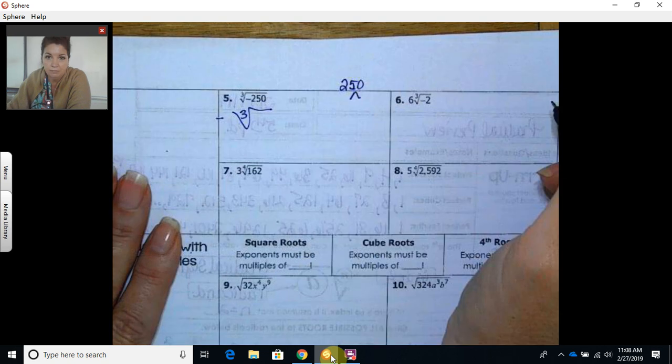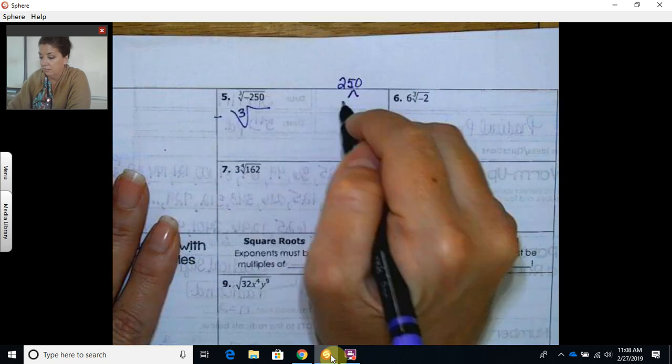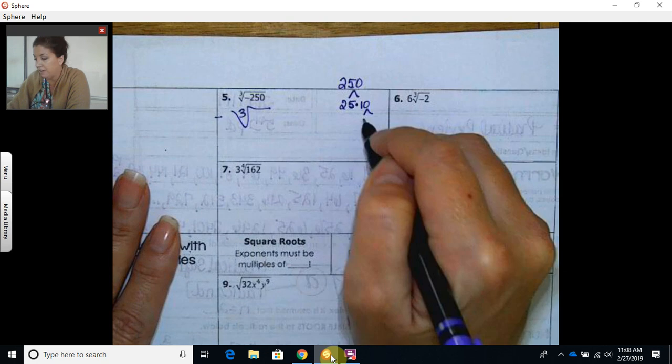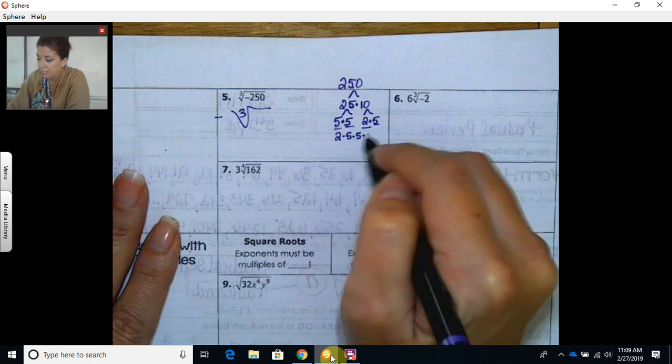5 and what? How about, could I do 25 and 10? That would make 250, right? Okay. 10's factors are 2 and 5. They're both prime. 25's factors, 5 and 5. So my prime factors are 2 times 5 times 5 times 5.